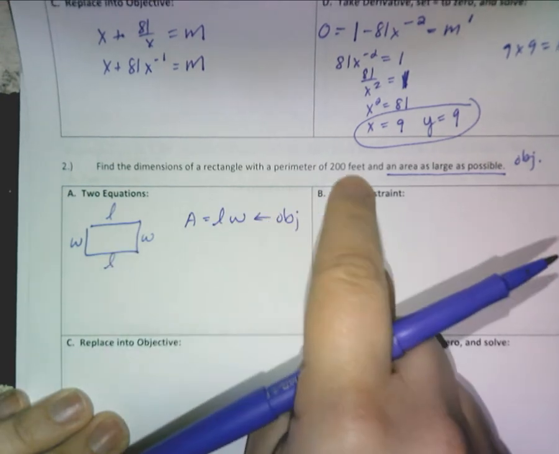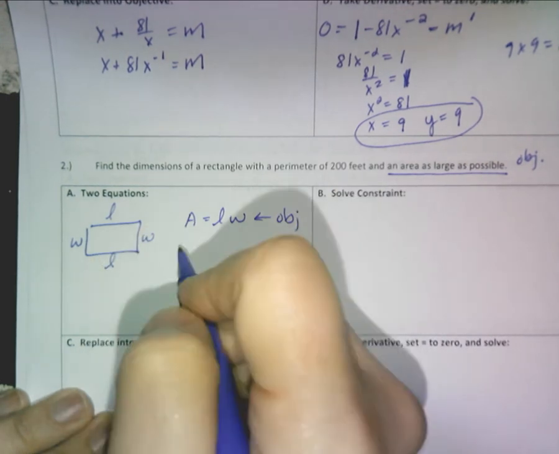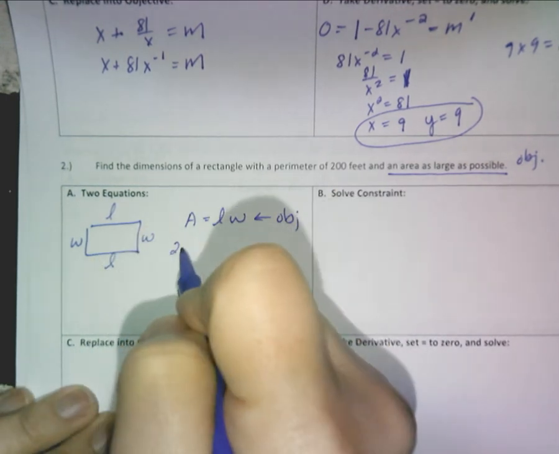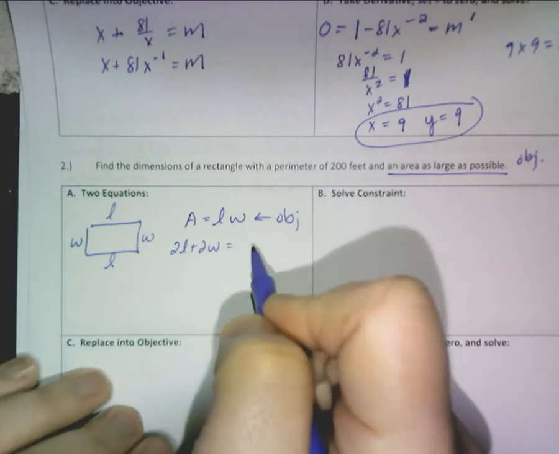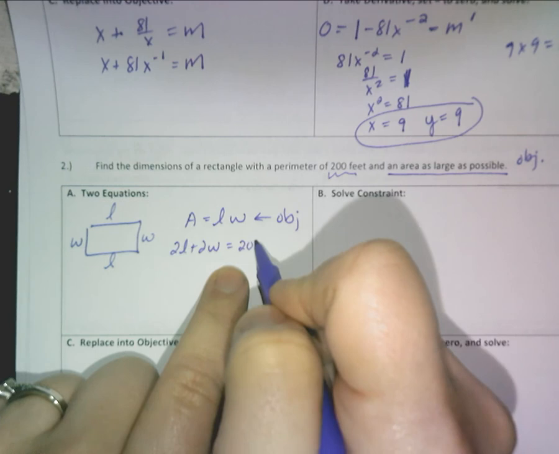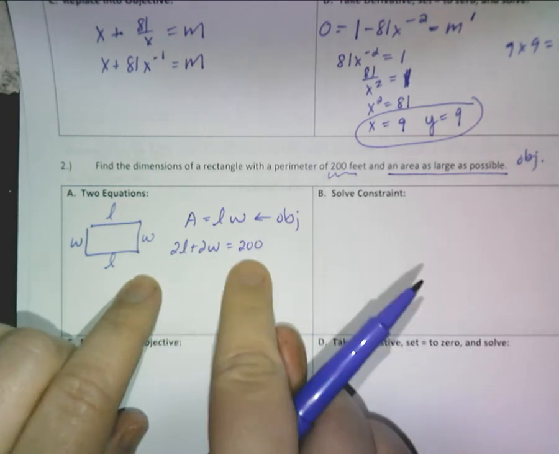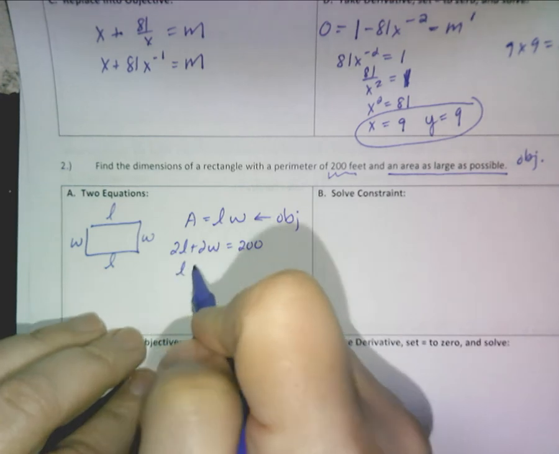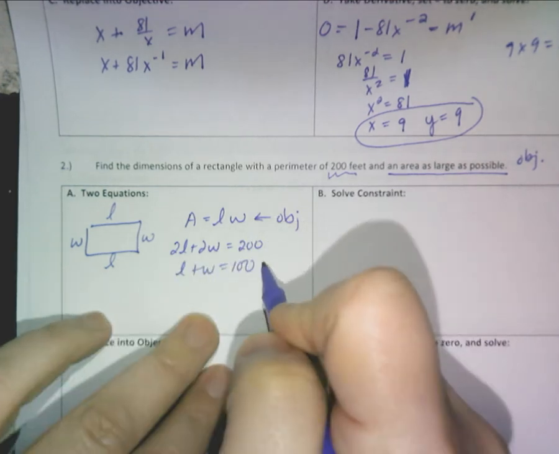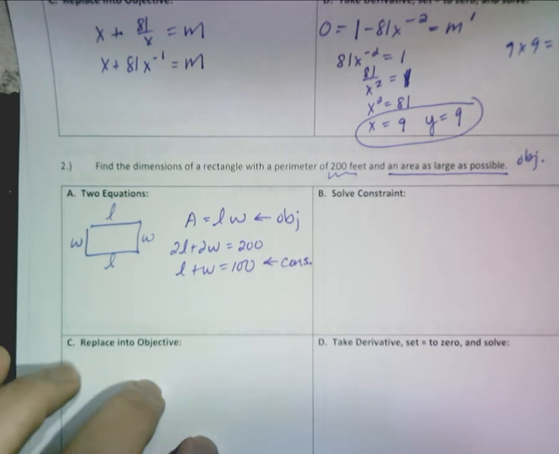The perimeter, okay, do you all remember perimeter of a rectangle? It's just adding up all the sides. So what would it be? 2L plus 2W equals, and I'm not gonna put P here because I actually know the perimeter. What's the perimeter? 200. By the way, I'm actually going to reduce this to a simpler equation. If I divide everything by 2 right now, I would have L plus W equals 100. That is my constraint. Did you all understand where I got those now?